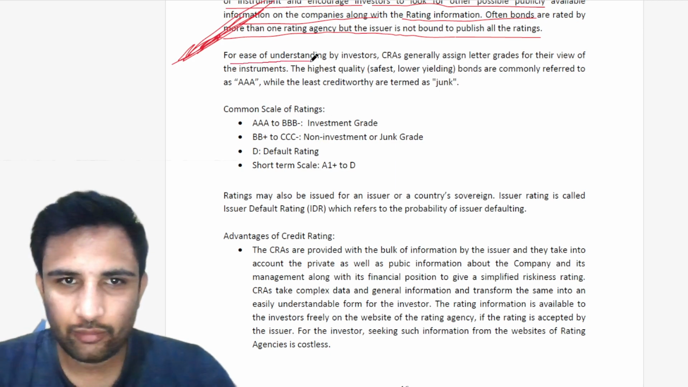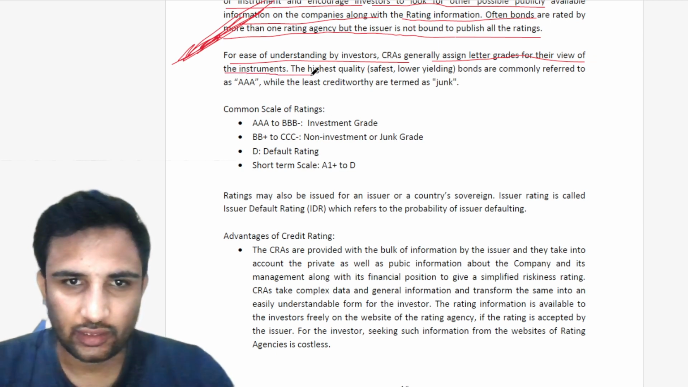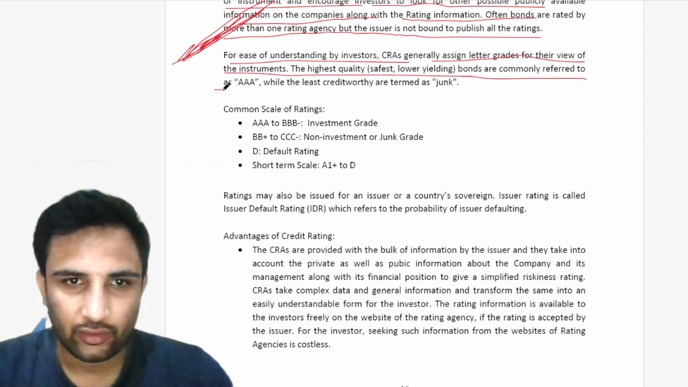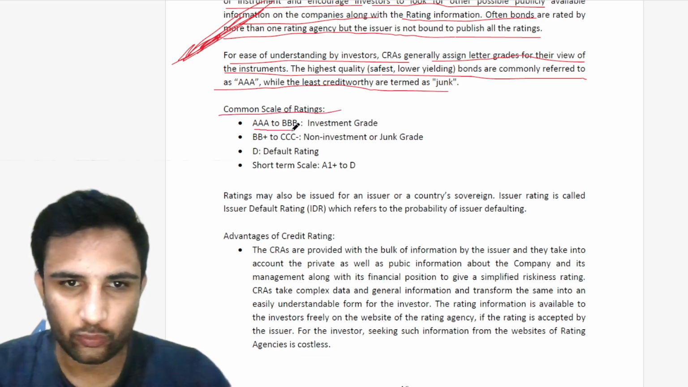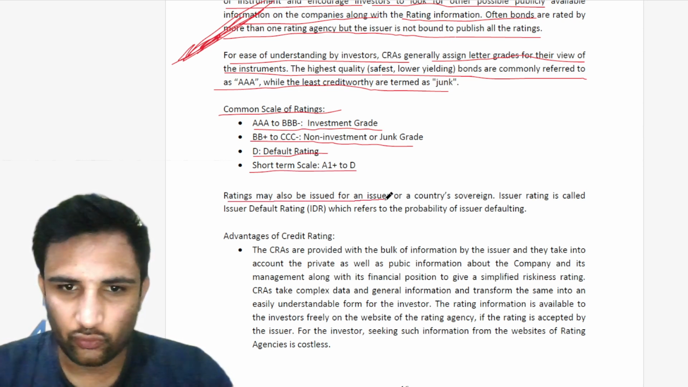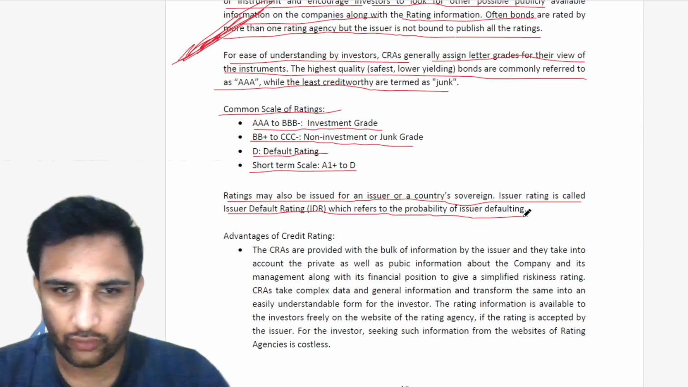For ease of understanding by investors, CRAs generally assign letter grades for their view of the instruments. The highest quality, that is safest with lower yielding bonds, are commonly referred to as AAA, while the least creditworthy are termed as junk. Common scale of ratings AAA to BBB minus, that is investment grade. Then double B plus to triple C minus, that is non-investment or junk grade, and D is the default rating. For short-term scale, we have the ratings from A1 plus to D. Ratings may also be issued for an issuer or a country's sovereign issuer. Rating is called issuer default rating, that is IDR, which refers to the probability of issuer defaulting.